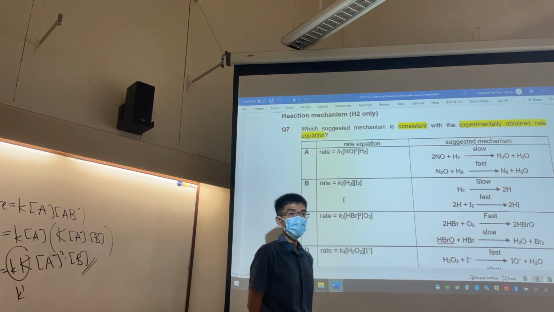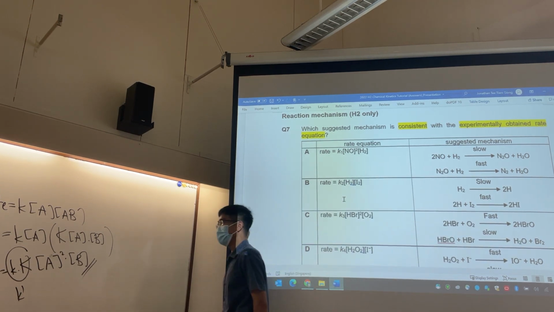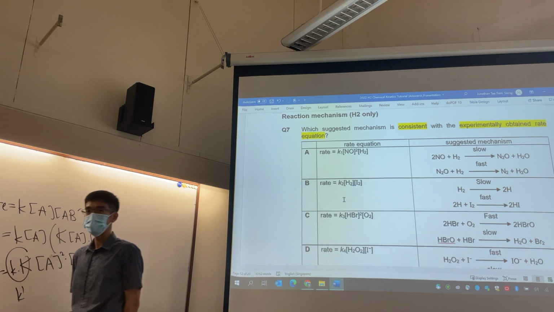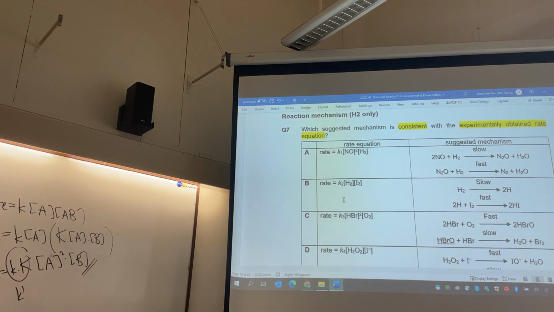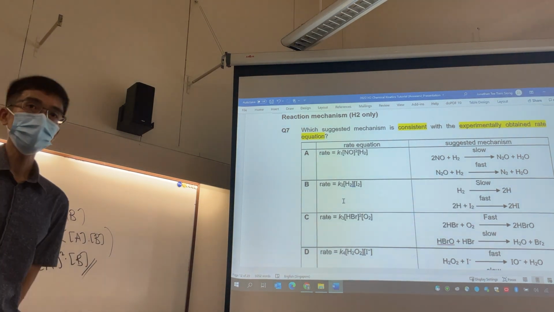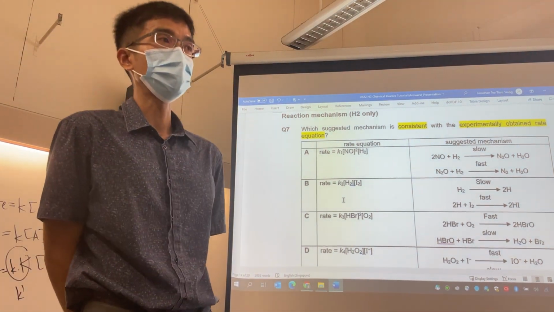That was a past year A-level question, so you need to know how to do it, how to get rid of the intermediate, by writing a constant for the previous step. So the constant is always products over reactants raised to the powers of the coefficient.